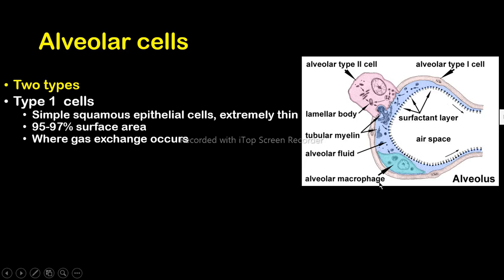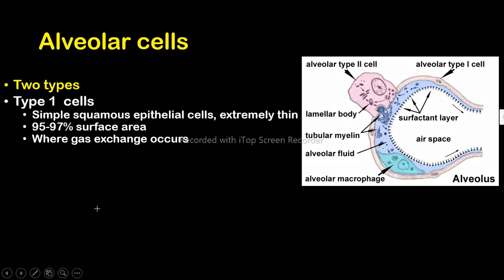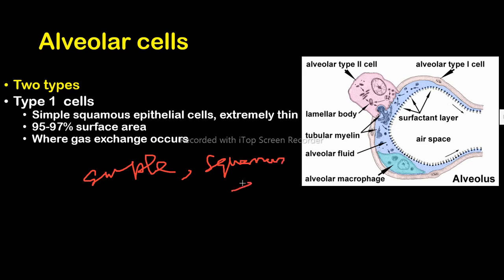Now, the type 1 cells, they are the abundant cells. They are the numerous cells. Very many cells. Okay? And they are the ones that we actually know. Let's talk about this slowly. So the type 1 cells, they are the simple squamous epithelial cells.